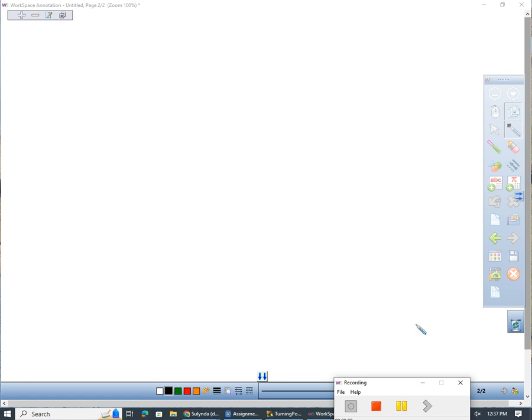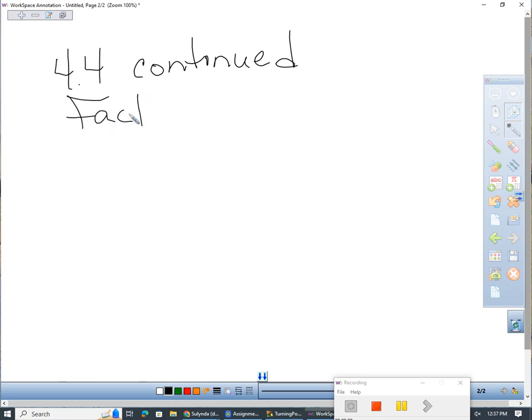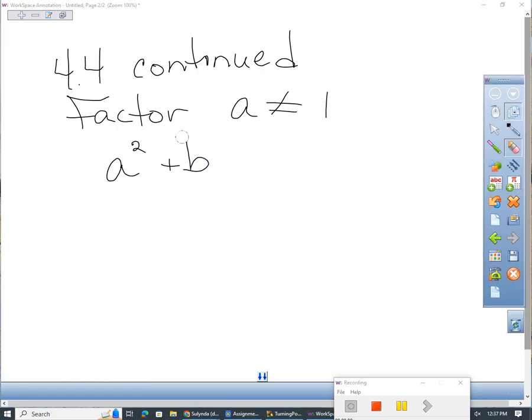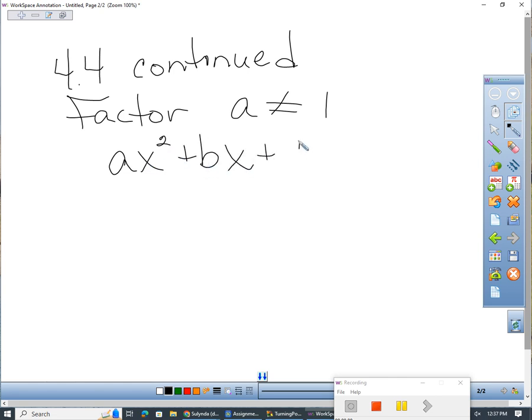Continuing 4.4 today. So we're going to go 4.4 continued. And today we are going to factor where a does not equal 1. So again, remembering that we're using a quadratic, which is ax squared plus bx plus c, our quadratic we're working with.